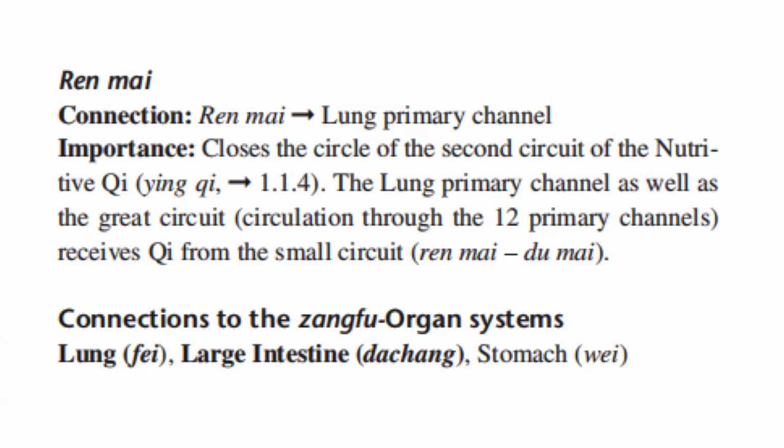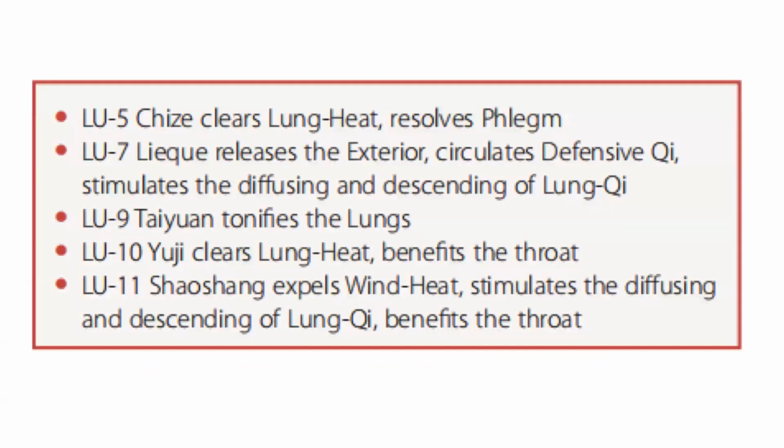Then finally, the connections of the lung primary channel to the Zangfu organ systems: the lung, large intestine, and stomach. So let's try to get acquainted with some of the major points of the lung channel.